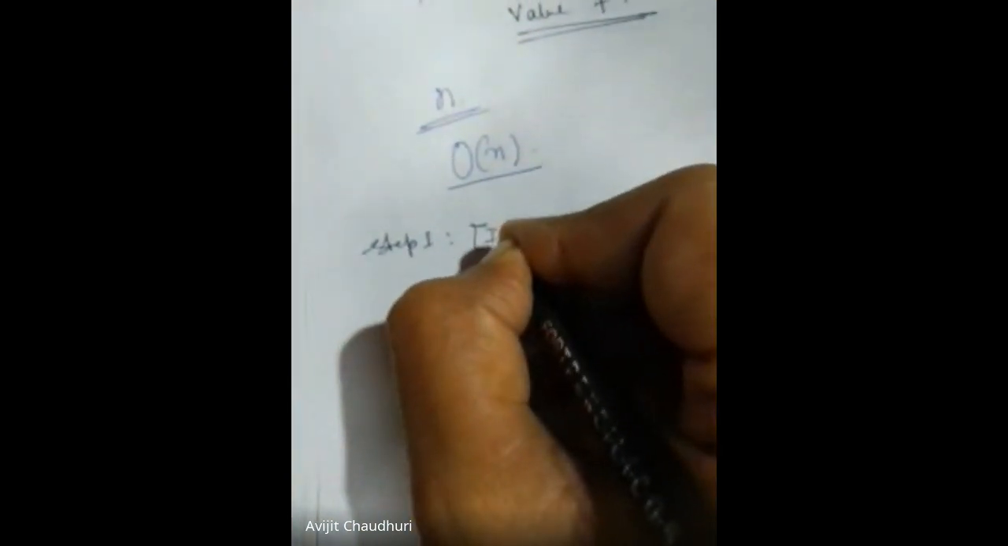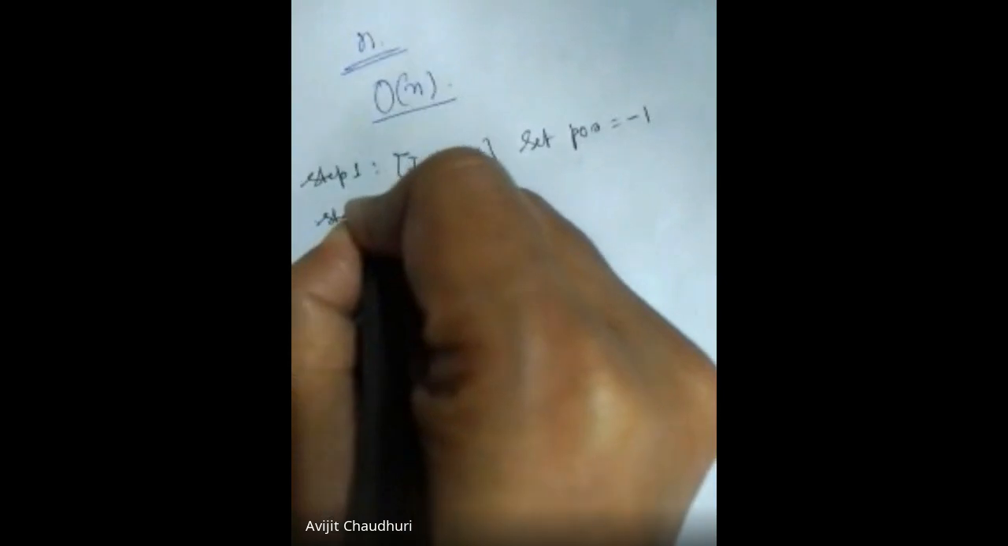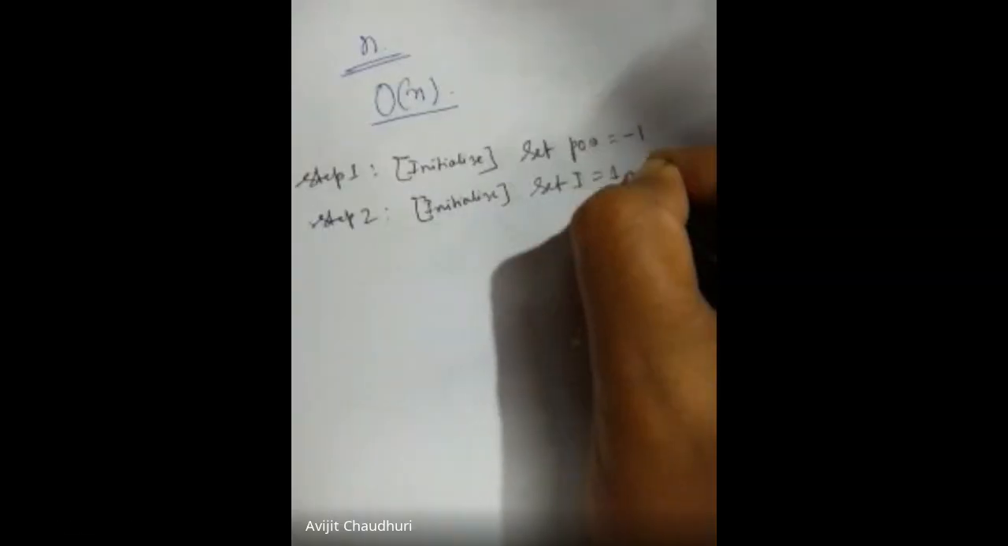First, initialize. Set position is equal to -1. Step 2: initialize, set I is equal to 1.